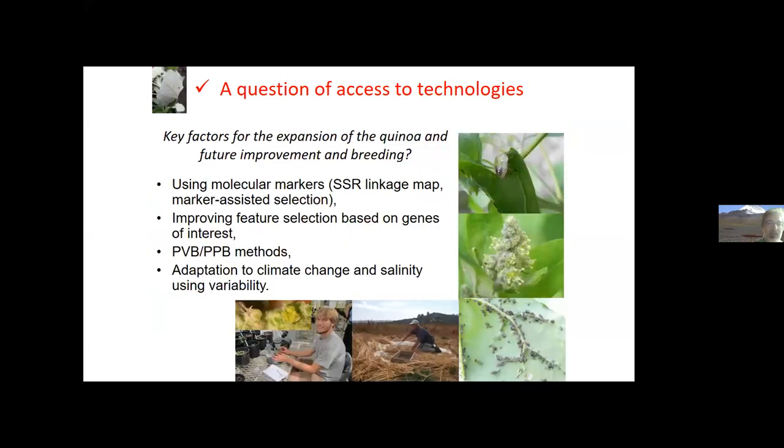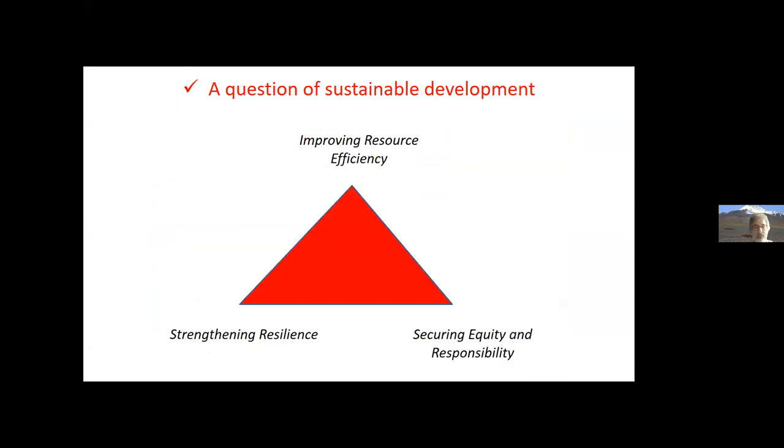Another problem is a question of access to technologies, and collaboration gives the possibility to give access to new technology to different developing countries in international projects. In conclusion, it is more a question of sustainable development, the adaptation of quinoa in different countries, and we have to think about improving resource efficiency to secure equity and responsibility in our cooperation and research collaboration, and to strengthen resilience for farming systems.